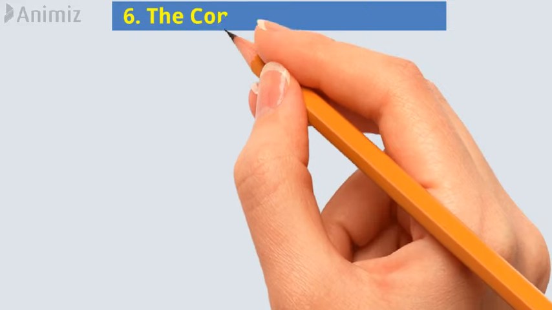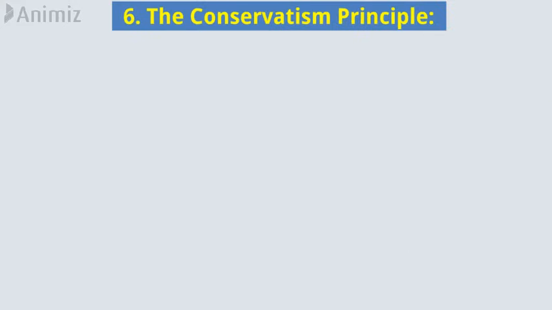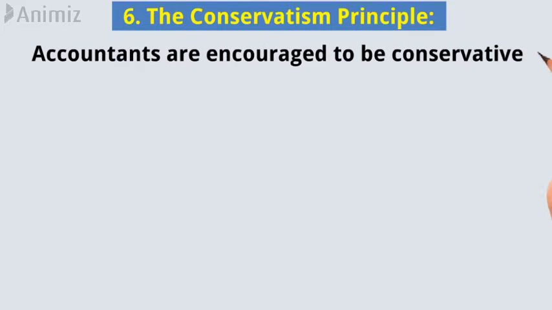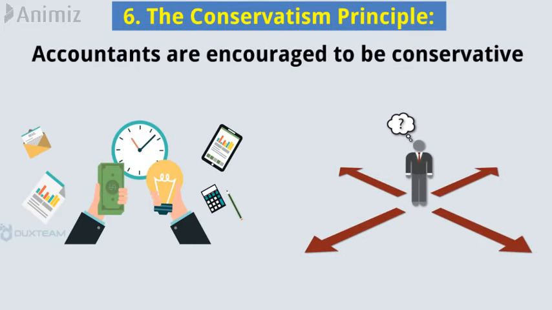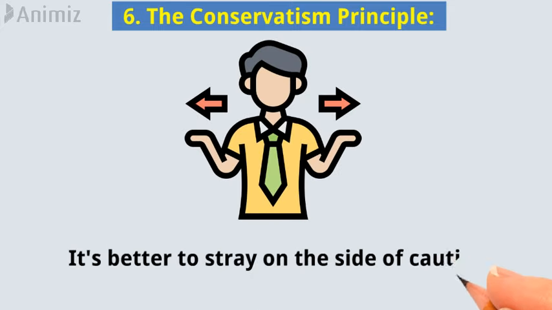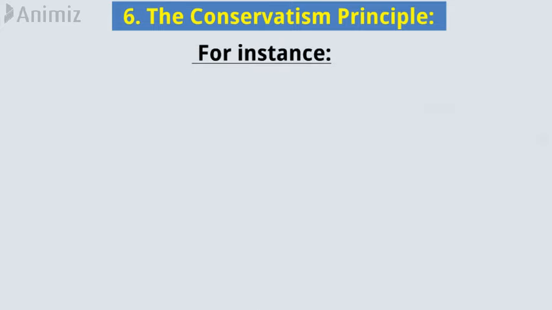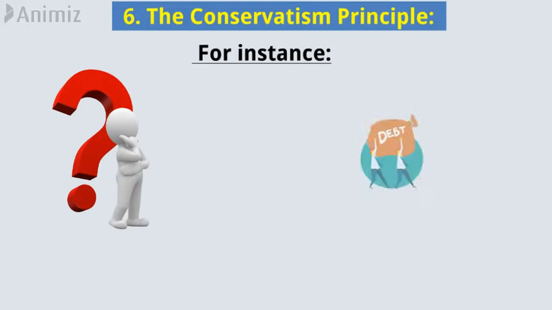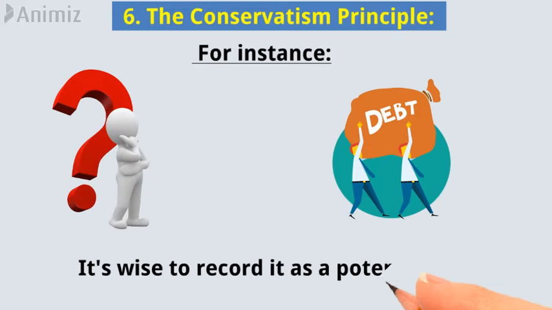6. The Conservatism Principle. Accountants are encouraged to be conservative in their estimates and judgments. This means that when faced with uncertainty, it's better to err on the side of caution. For instance, if there's doubt about whether a customer will pay a debt, it's wise to record it as a potential loss.